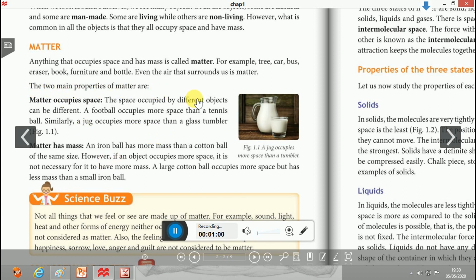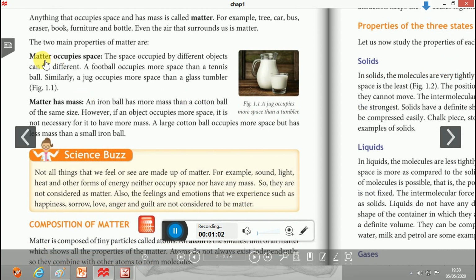The two main properties of matter. First, matter occupies space, and second, matter has mass. The space occupied by different objects can be different, but matter must occupy some space. The space occupied by different matter may be different or maybe equal also.